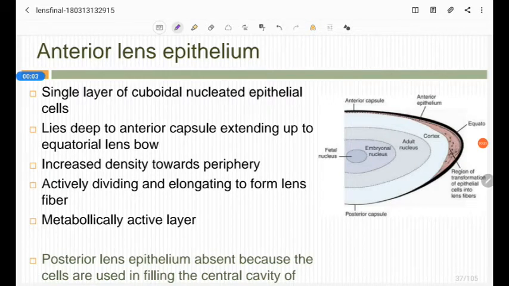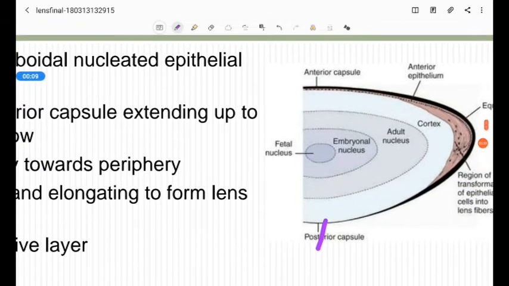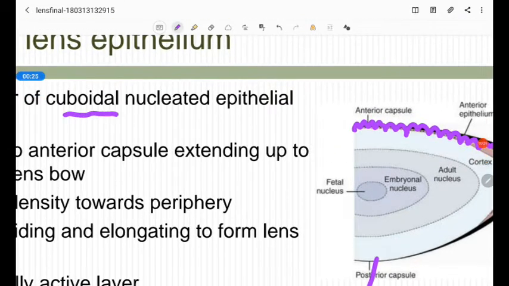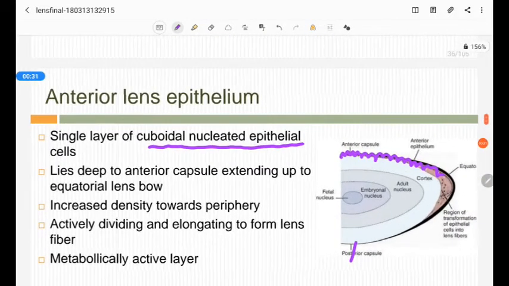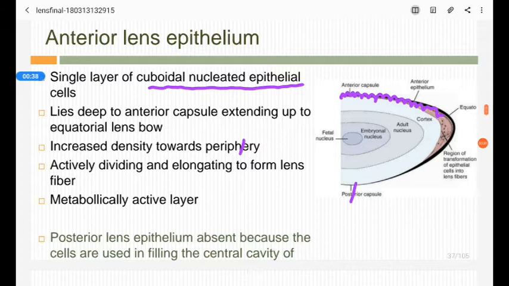Coming to the anterior lens epithelium, as you can see, it is located in the anterior part of the lens under the capsule, and they are cuboidal nucleated epithelium. Now they lie deep to the anterior capsule, extending up to the equator of the lens. Now it is more increased in the periphery of the lens.